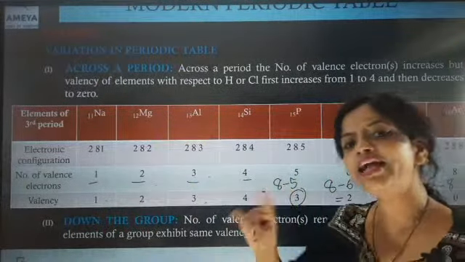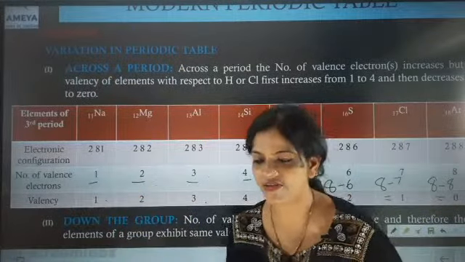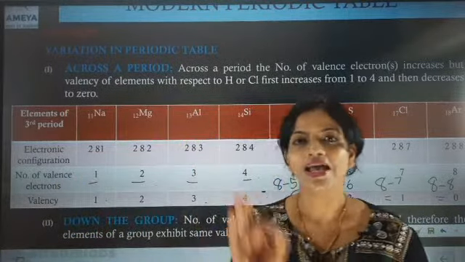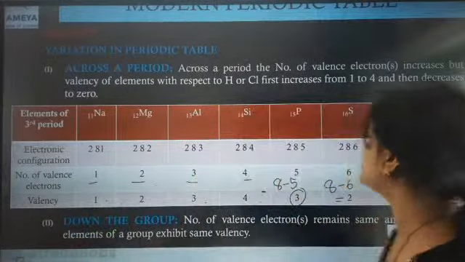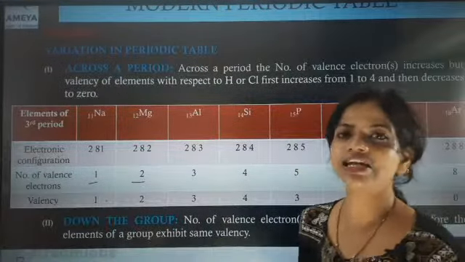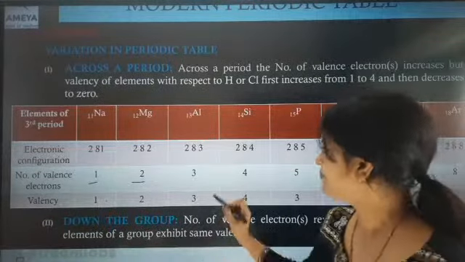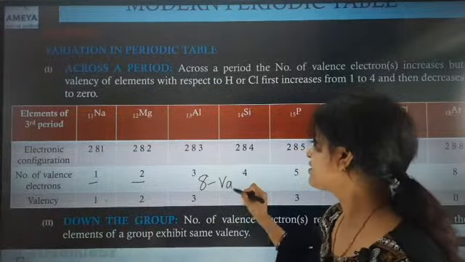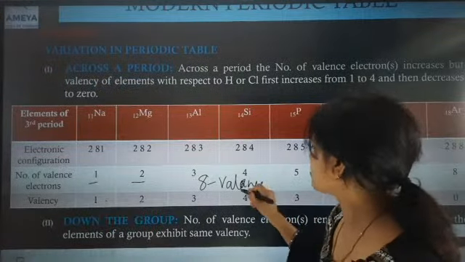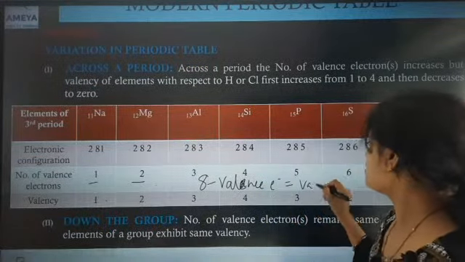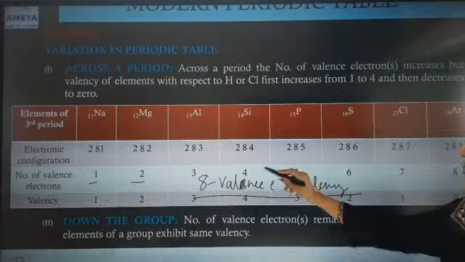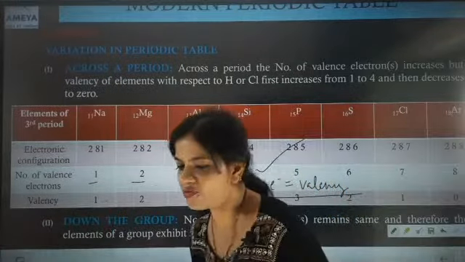So only this one: after 4, 8 minus 5, 8 minus 6, 8 minus 7. The formula is 8 minus valence electrons equal to valency, and this is specifically above 4.